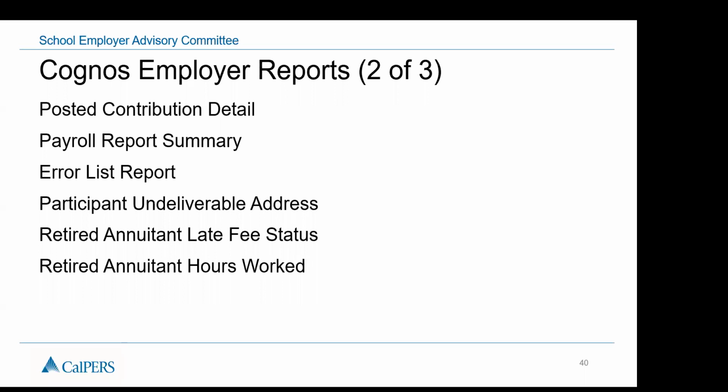Next, we have the retired annuitant late fee status. This report displays details on retired annuitant late fees, fee type, amount, earned period, dates, due date, and status of appeals. And then we have the retired annuitant hours worked report. This report displays the hours retired annuitants worked for all employers within selected day parameters, broken down by division. That's generally a good report to run, just to double check: are we getting close to that 960 hours? You could always run that report to see where your retired annuitants are, so you don't run the risk of going over that 960 hour limit. Next slide, please.